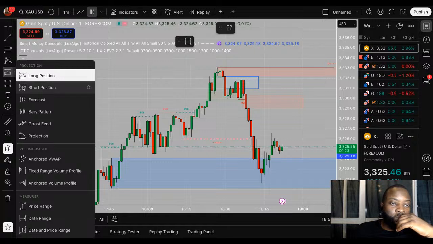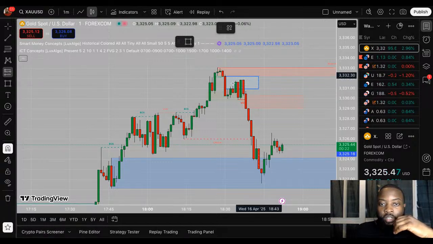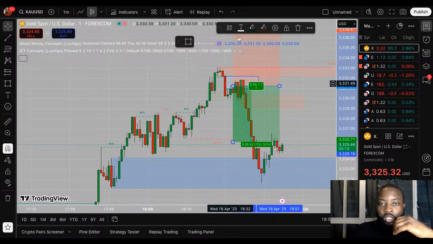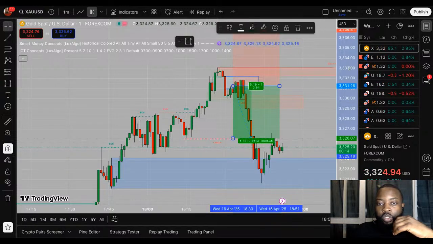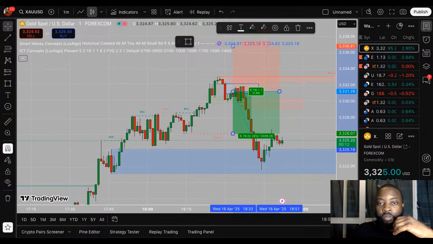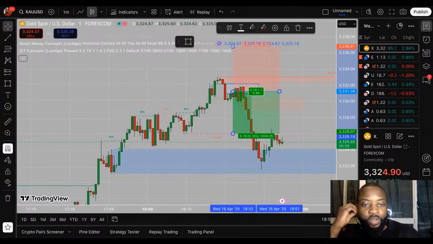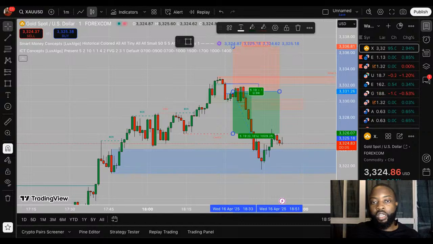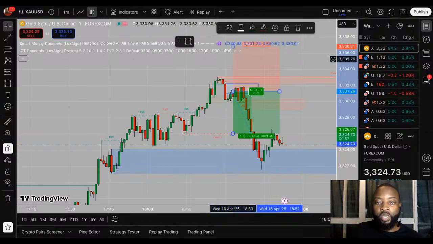So we have a short in this area, our take profit here, and our stop loss should be above. Normally, when you put your stop loss above the fair value gap area, it can hit the stop loss and then it goes back. It's better to put it on the previous high or previous low, depending on where the market was going. So we have something like that.